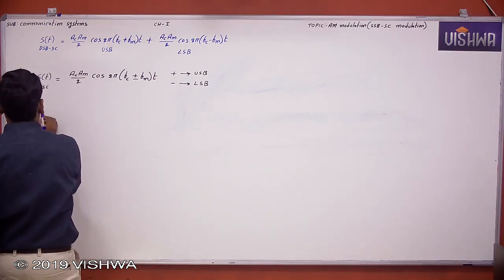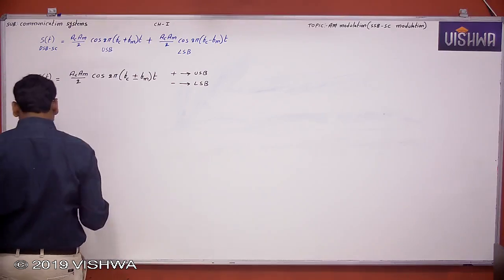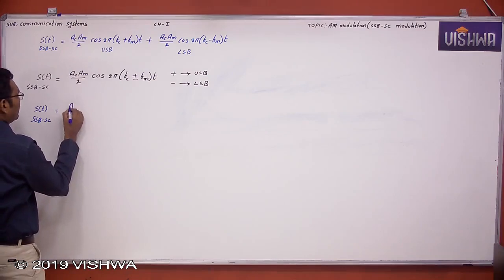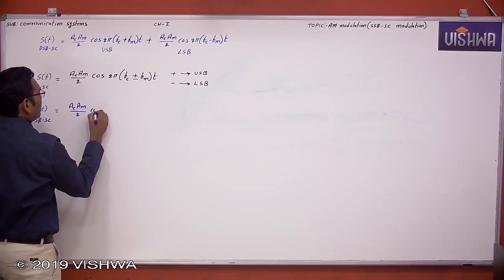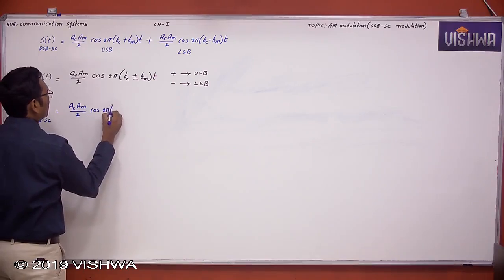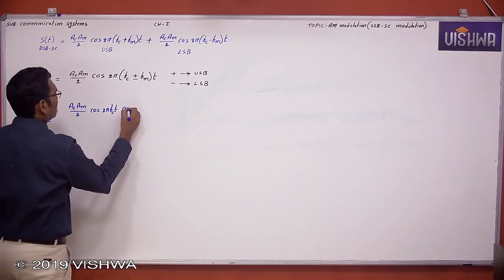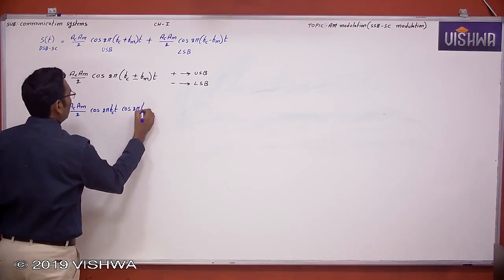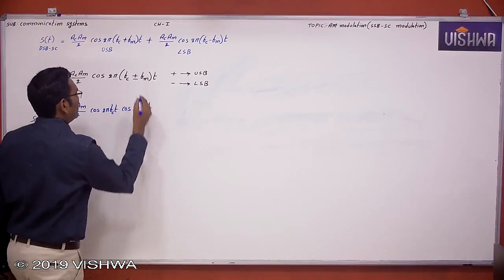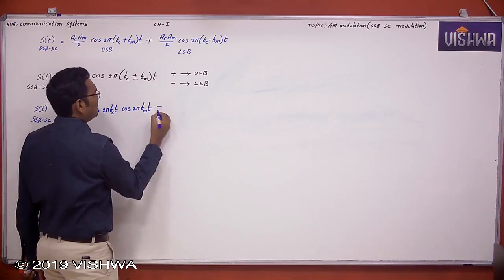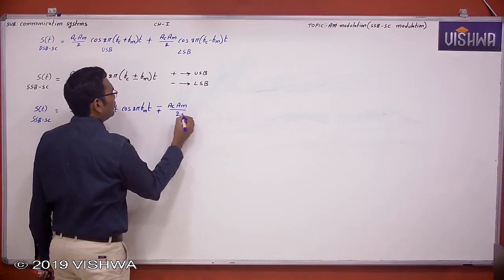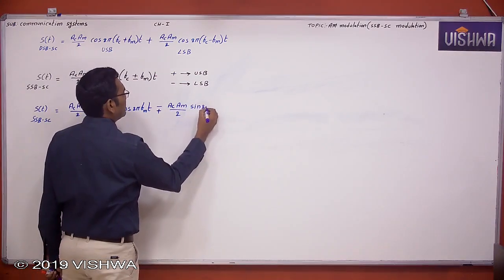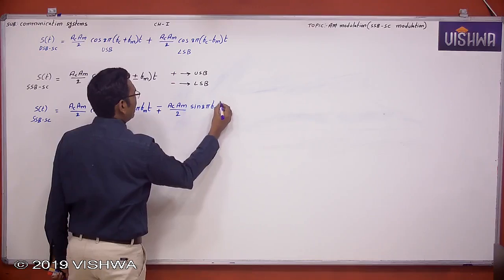If I expand these equations, see what the changes should be. S(t) of SSB-SC is equal to, expanding, Ac Am by 2 cos A cos B, where the plus becomes minus and minus becomes plus, Ac Am by 2 sin A sin B.